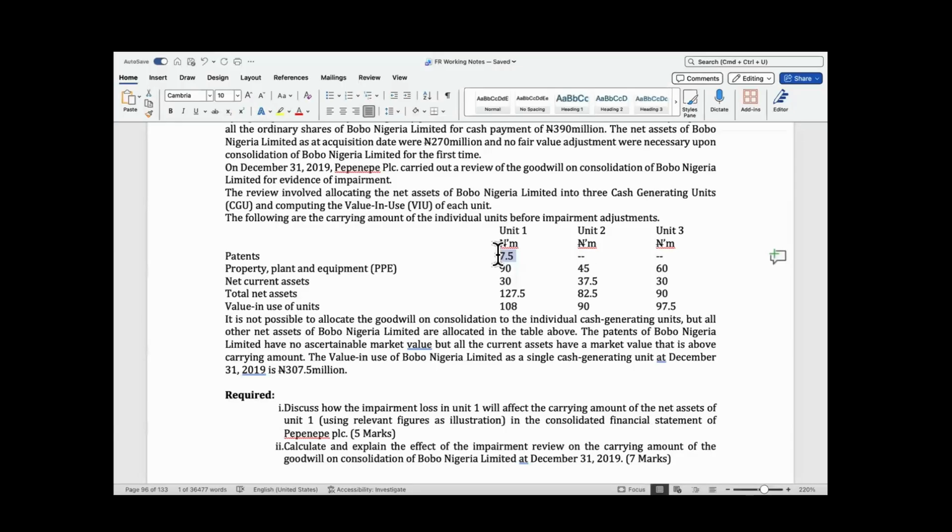And whatever is now remaining will be allocated to other assets on a pro rata basis. But again, this 30 is already above market value, so you are not going to impair it at all. Then whatever impairment balance remains would be strictly given to PP. You need to explain all of that.